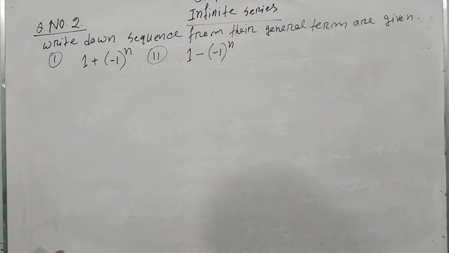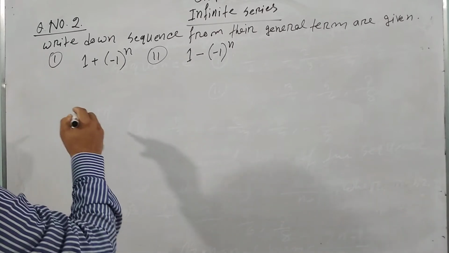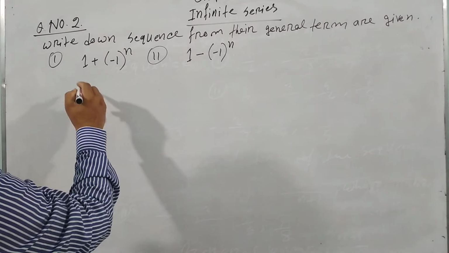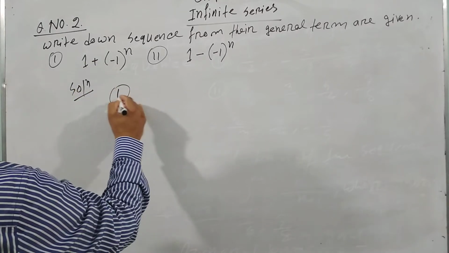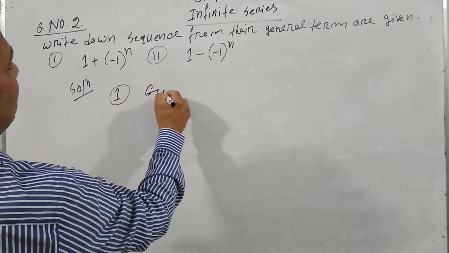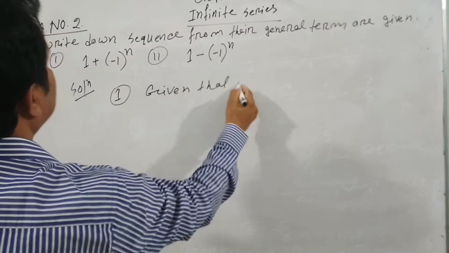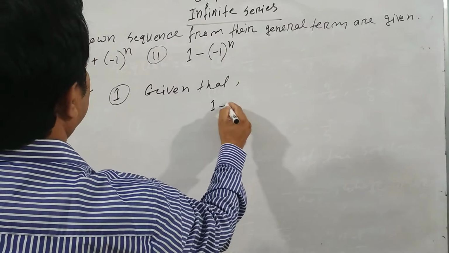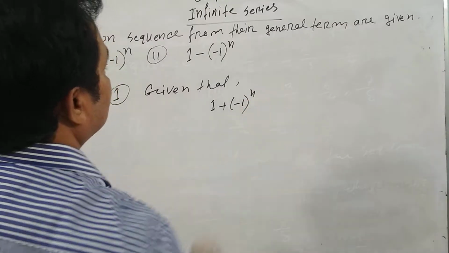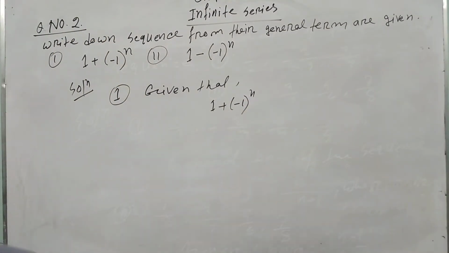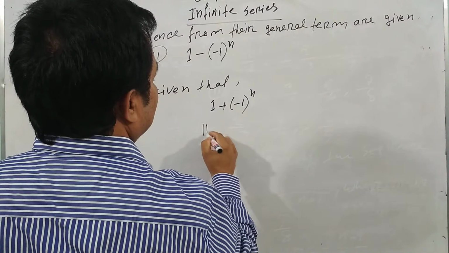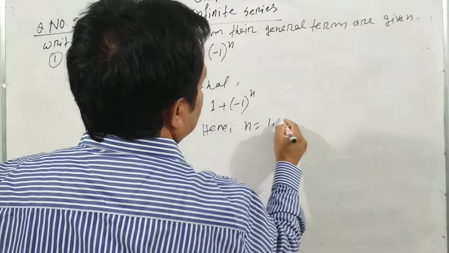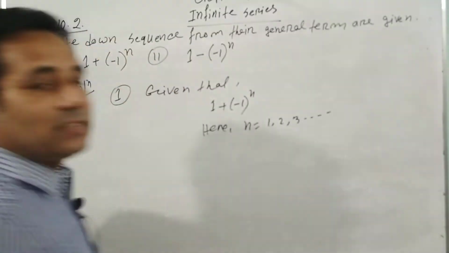Look at the board. It is easy to solve. It is not hard. Okay. Here, solution 1: given that 1 plus minus 1 to the power n. We have to find out the sequence. Here n is 1, 2, 3, all natural numbers.